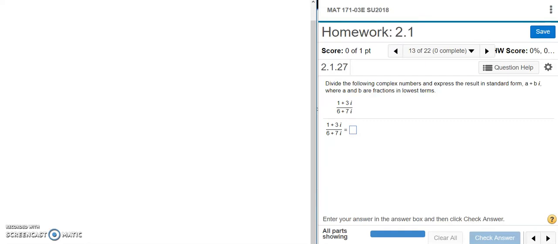Okay guys, here is another problem. This is from section 2.1. This is number 13. This is dividing complex numbers. So, dividing numbers with the imaginary number i.